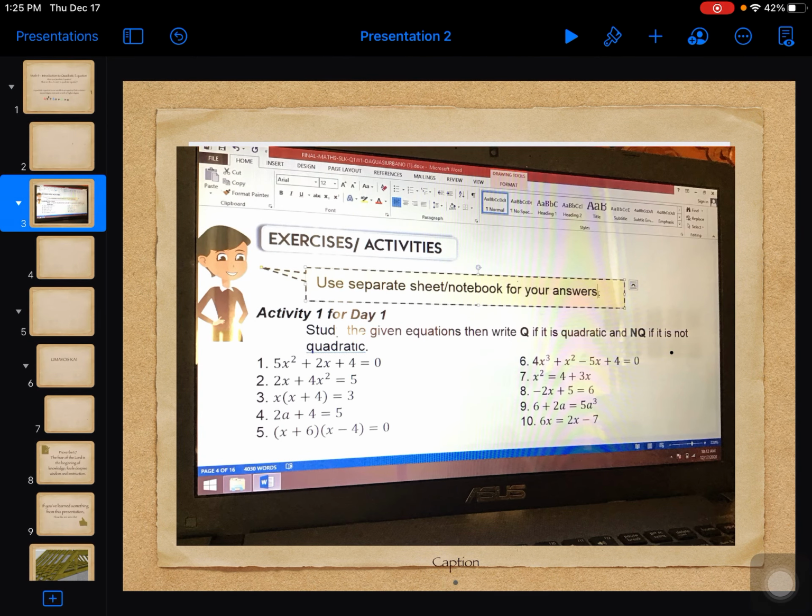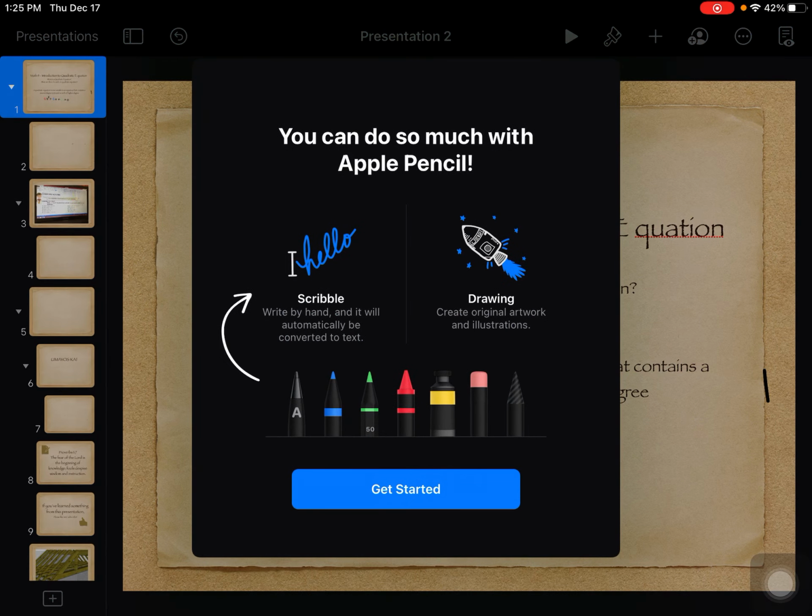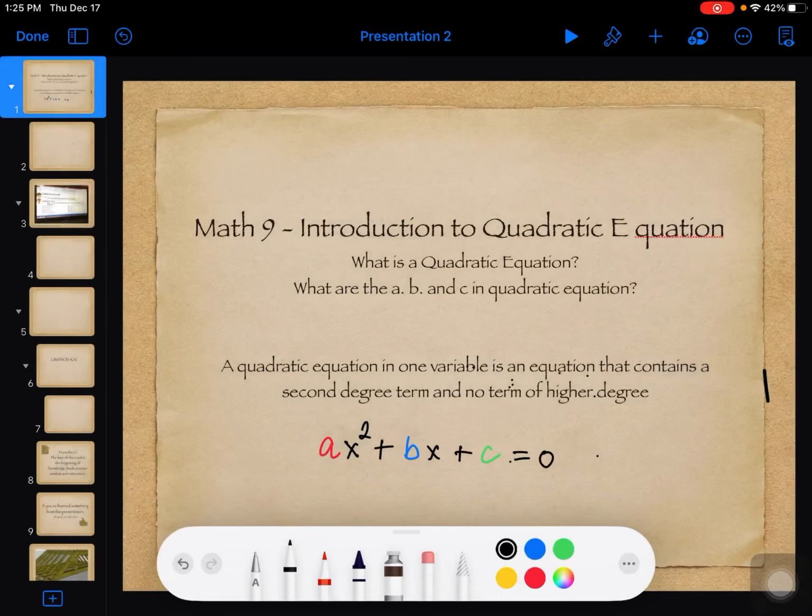All right, we go back to our previous definition a while ago. If you notice on my screen, I have intentionally placed a special color for A, for B, and for C.